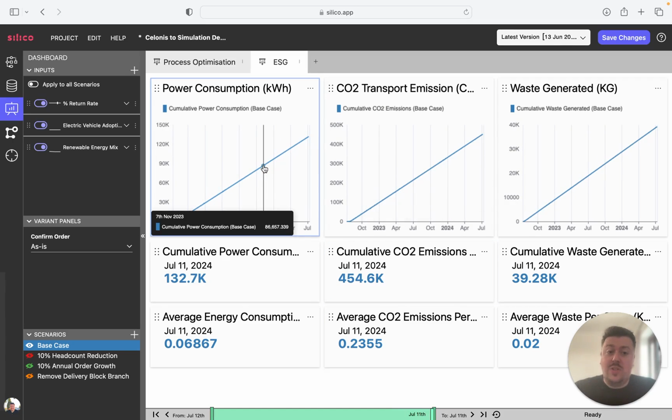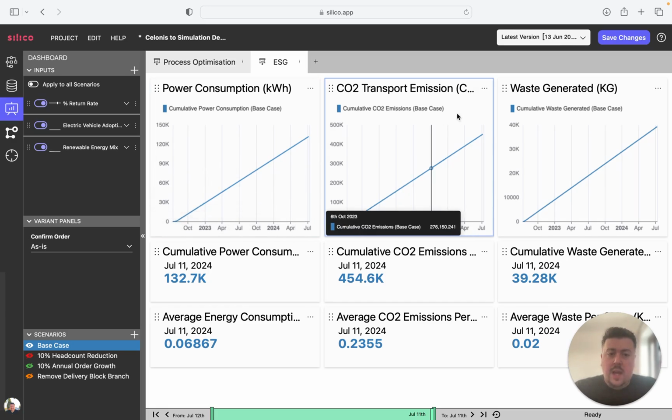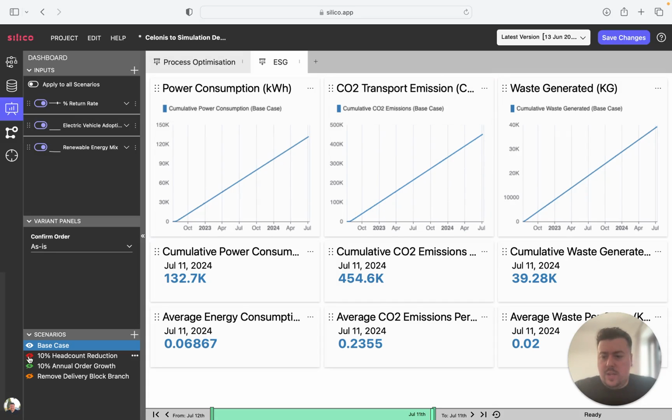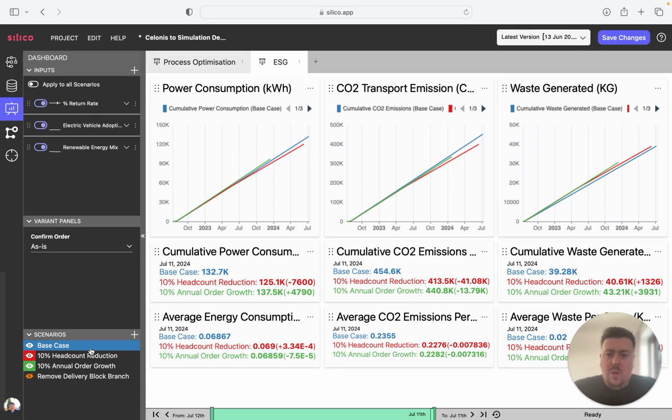Using Silico's scenario feature, we can also set different scenarios which could occur across our organisation, and then we can test what sort of impact this will have on our key ESG objectives as well as our commercial objectives as well. So there's two different scenarios that we're going to take a look at. There's a growth of 10% on our orders and a headcount reduction of 10%. So if I go into scenarios and I'll choose both of these, we can see quite easily the impacts that both have across our ESG objectives.